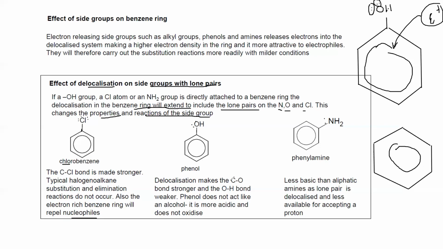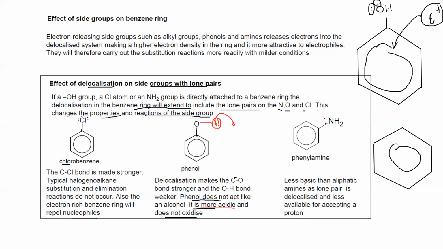And the delocalization makes the C-O bond stronger, and then the O-H bond weaker. And phenol does not act like alcohol. It is more acidic and does not oxidize. Because what happened, the bond between carbon and oxygen is stronger now due to the presence of the lone pair and the electron rich side, and the bond between the oxygen and hydrogen is weaker. So as this bond is weaker, this bond can break easily, and if this bond can break easily, the phenol can lose its H. So if it can lose its H, it will become acidic.